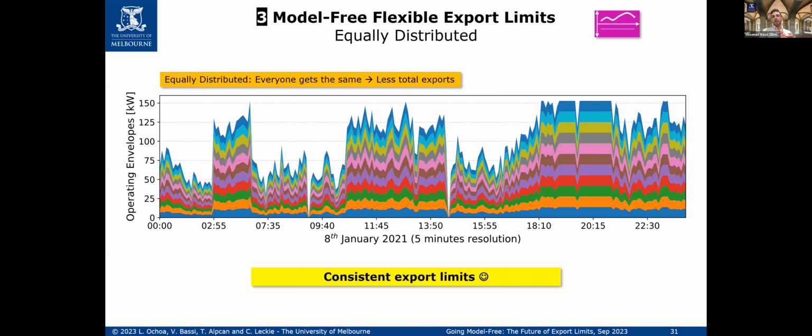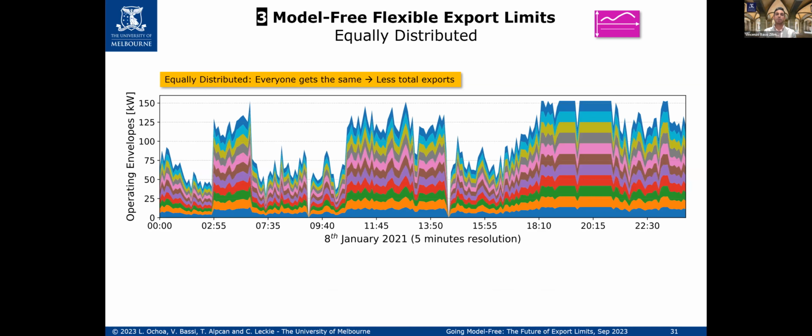In this stack plot, each color represents a different flexible customer. As I mentioned before, we are going to get less total export from the entire low voltage network, as we are going to be constrained by those customers that are more sensitive. But more importantly, we obtain consistent export limits. What do I mean by this? Well, we can see that, as mentioned before, around 3 a.m., around noon, and in late afternoon, there are high flexible export limits, right? This is because at those moments in time, in the actual voltage profile that we were seeing in the previous slide, we have high voltage headroom.